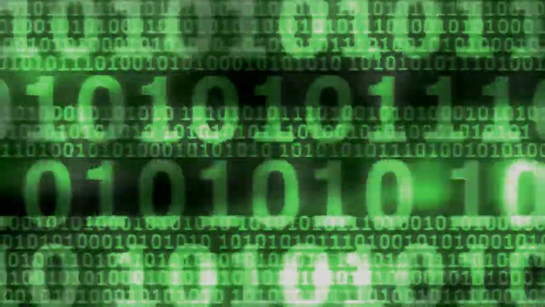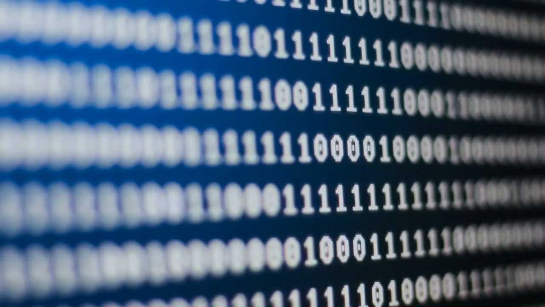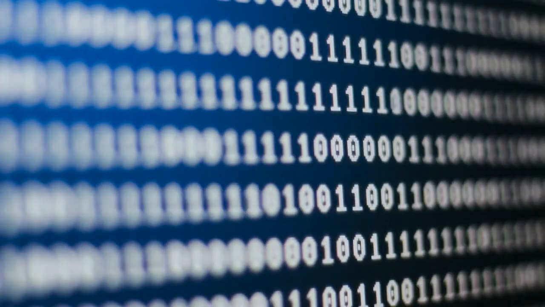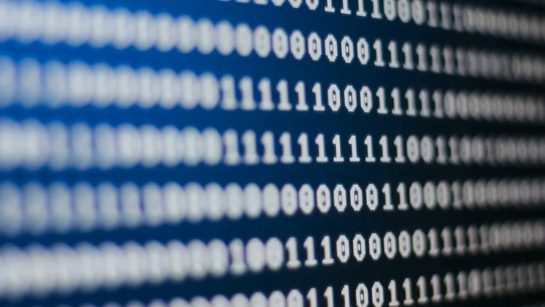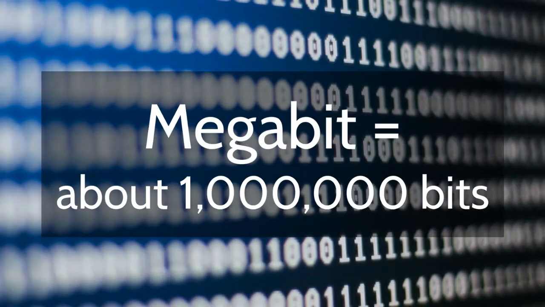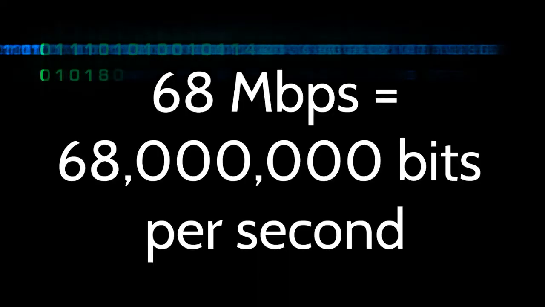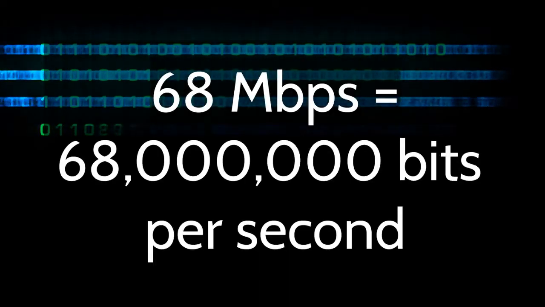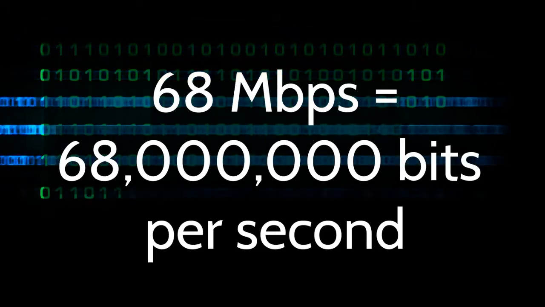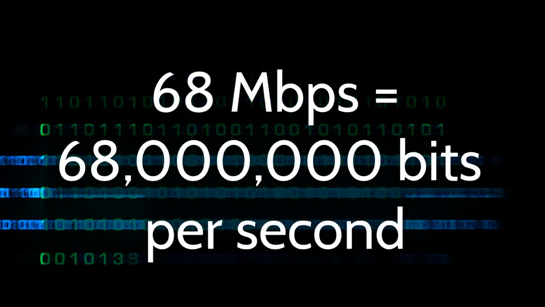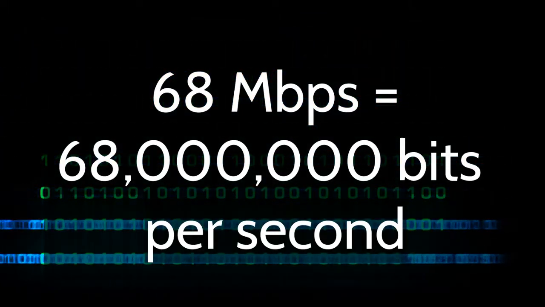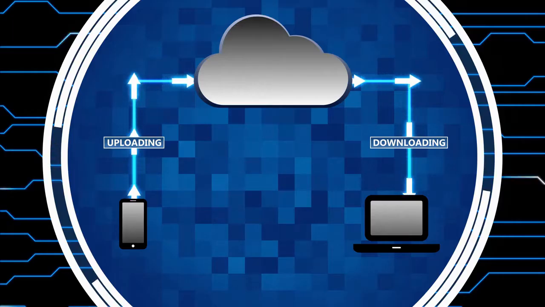When computers talk to one another, they talk in binary, ones and zeros, ons and offs. It's the smallest unit of information or data. A megabit is about 1 million bits. So if an internet speed test is saying you have 68 megabits per second download, that means your device is currently downloading at about 68 million bits of information a second.